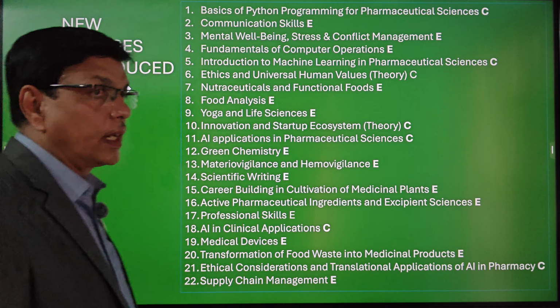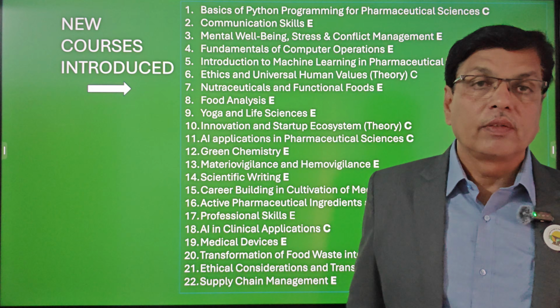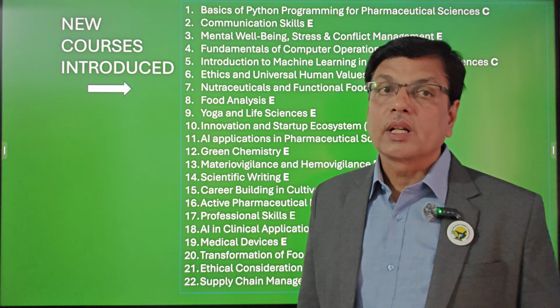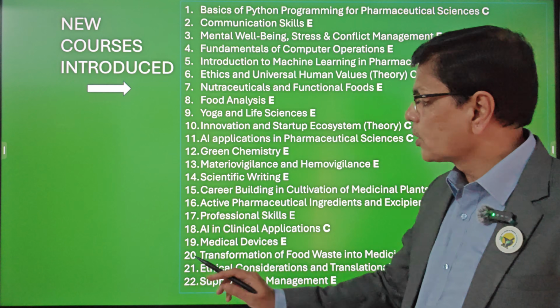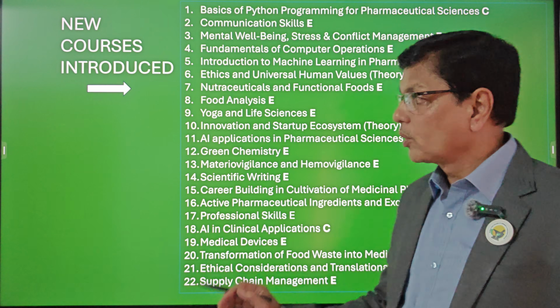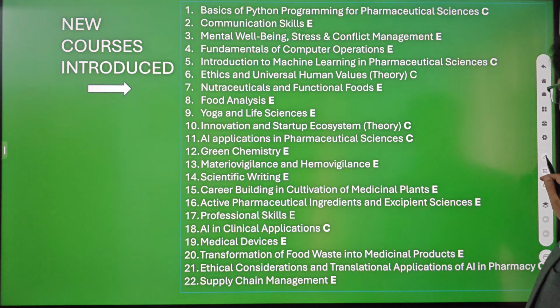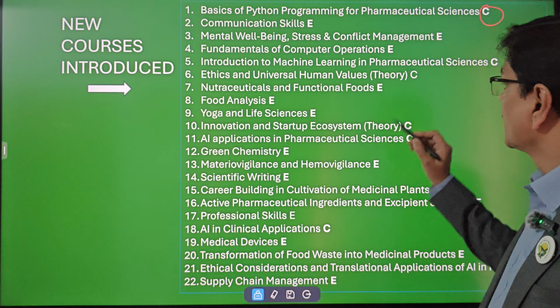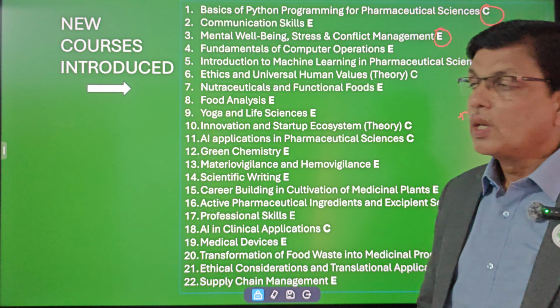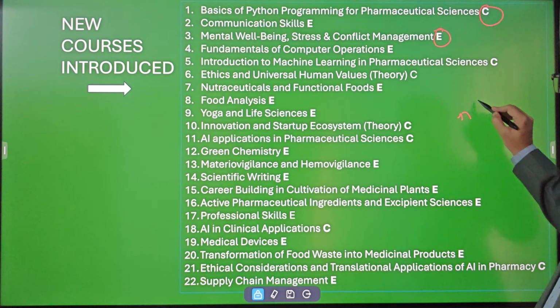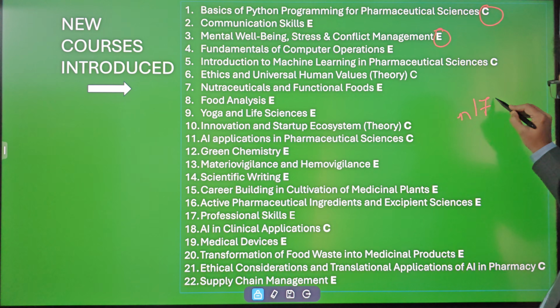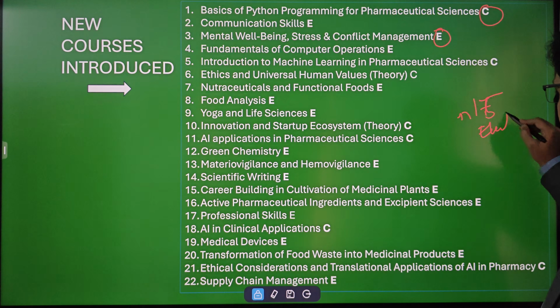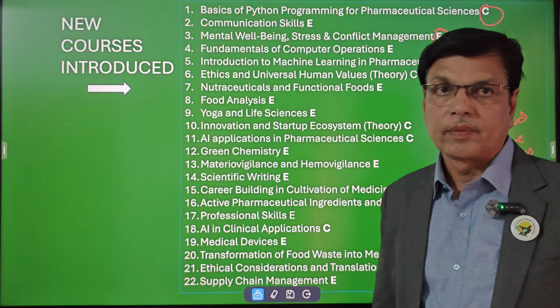Now, as I said, NEP 2020 is a boon to pharma education with respect to the introduction of new courses. I think they have introduced around 22 new courses. Out of the 22 new courses, C stands for core course, whereas E stands for elective courses. So if you count all the 22, there are around 17 or 15 electives and 5 core courses that have been introduced in the new syllabus.